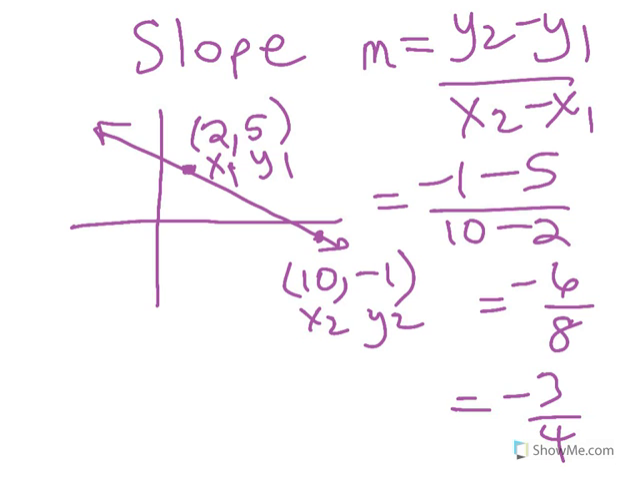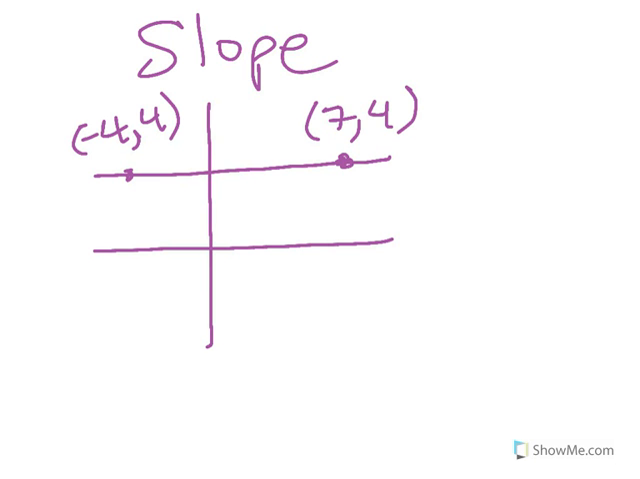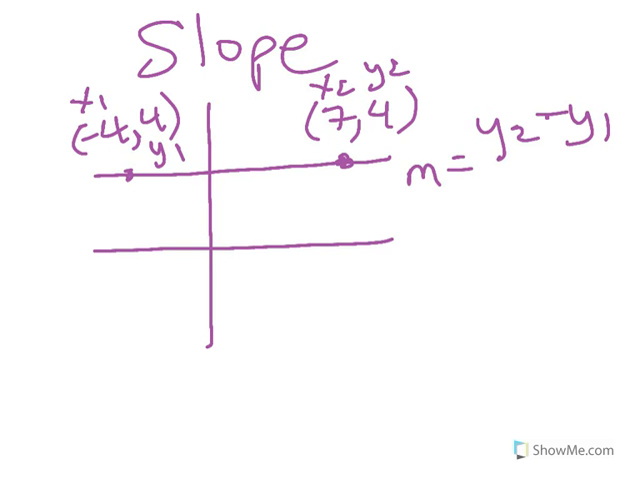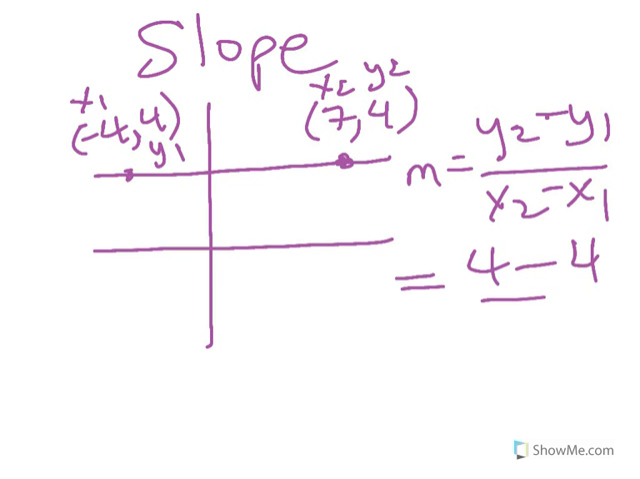Let's take a look at a horizontal line. Again, working from left to right. This will be my x1, this will be my y1, this will be my x2, and this will be my y2. Our formula again is m equals y2 minus y1 over x2 minus x1. y2 is 4, and so is y1. x2 is 7, x1 is negative 4. We have 0 over negative 11, 0 over 11, which is 0.